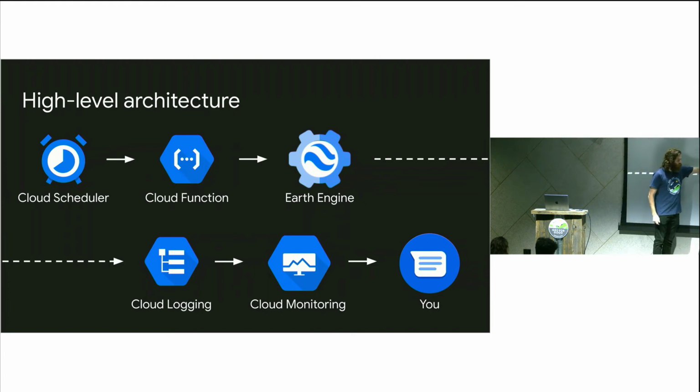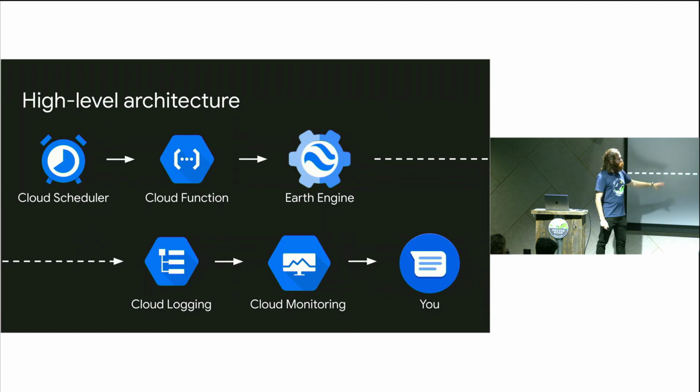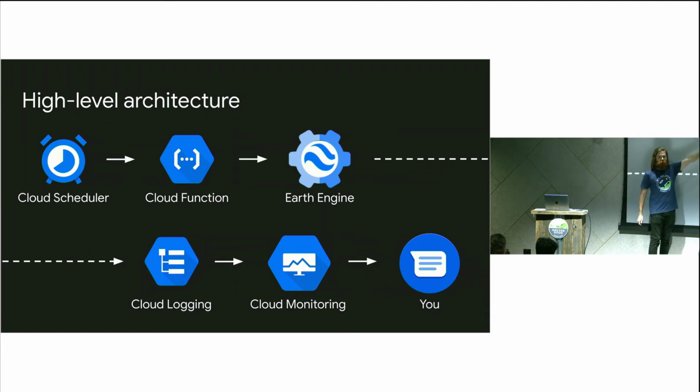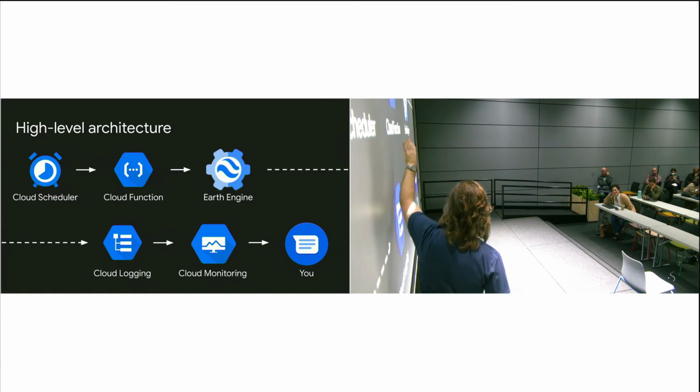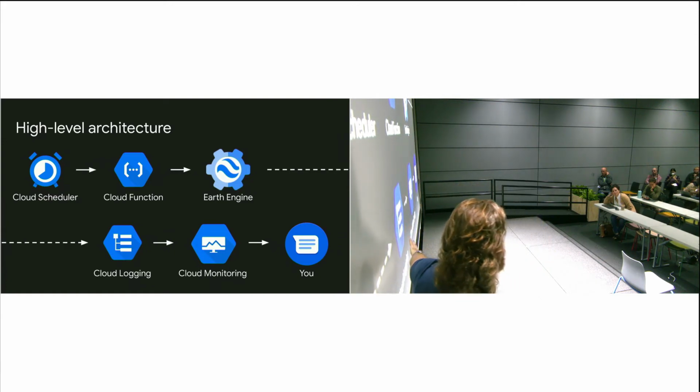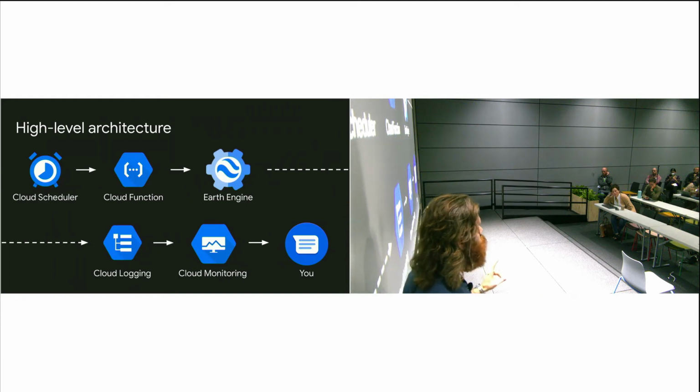How do I get that? Cloud logging is a really super powerful tool. We take the Earth Engine results, they go back to our cloud function, and this is where I didn't want to make it spaghetti here, but the cloud function uses Earth Engine to get some information, and we have the data go into cloud logging, and they're structured JSON data.